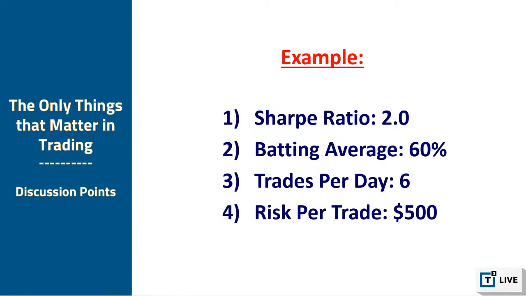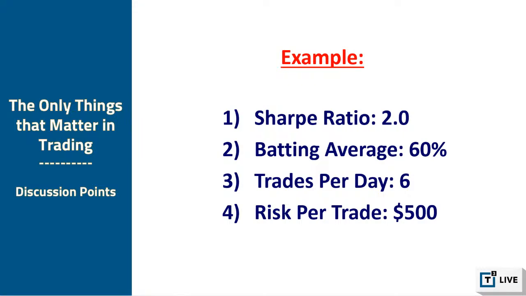Let's assume somebody has a Sharpe ratio of 2.0. A Sharpe ratio of 2.0 means what? It means the average winner is twice as much as the average loser. It doesn't mean they make 2 R's on every trade. It doesn't mean they make a certain dollar amount, like they risk 100, they make 200. No, not necessarily. It just means they make twice as much as they lose on every trade.